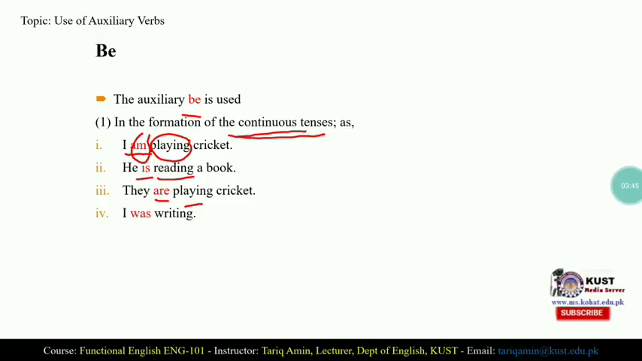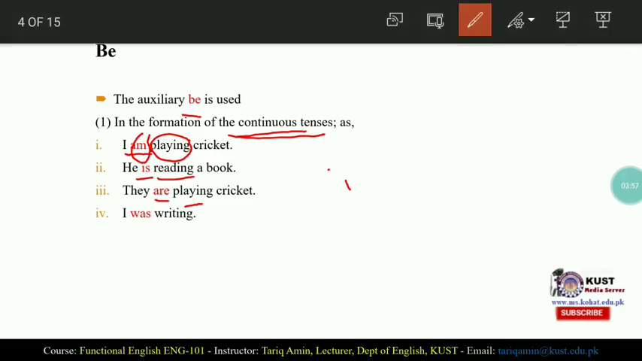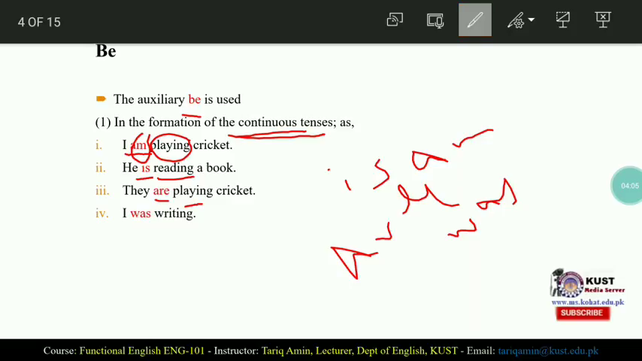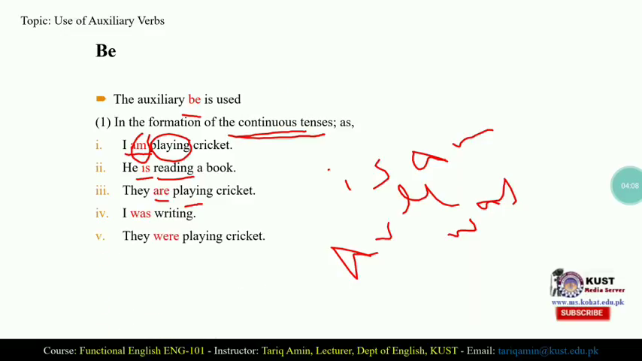I was writing. Same is the case with the example number 4 as well. Was has been used in this example. These words is, am, was, were, etc. are the different forms of the verb to be. They were playing cricket. Same is the case with this example number 5 as well.